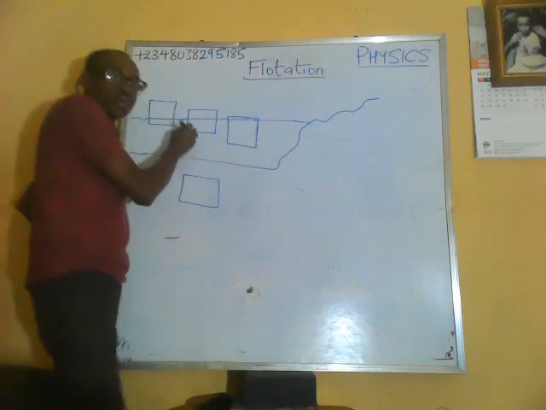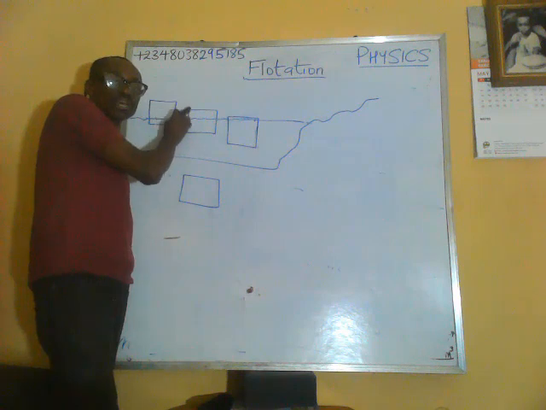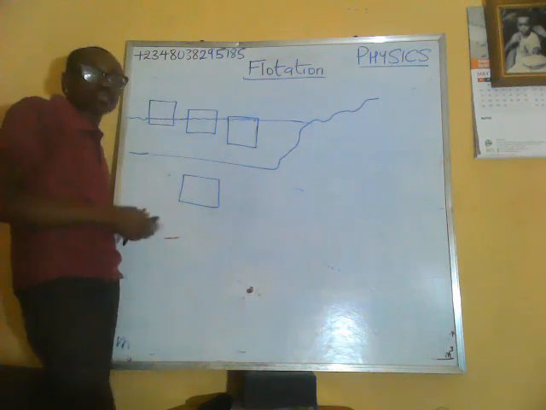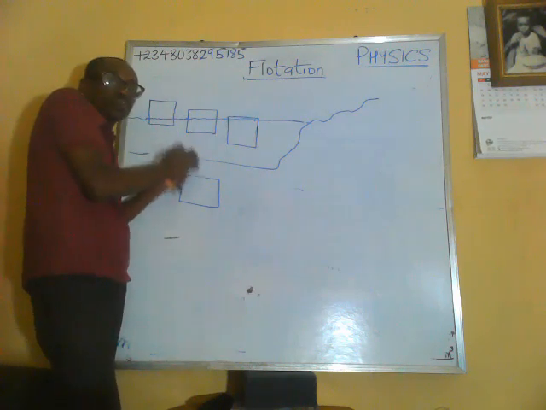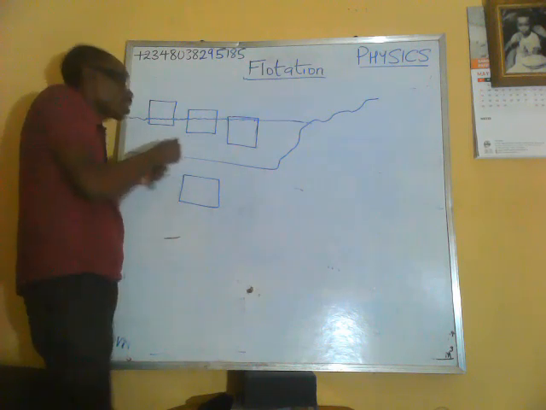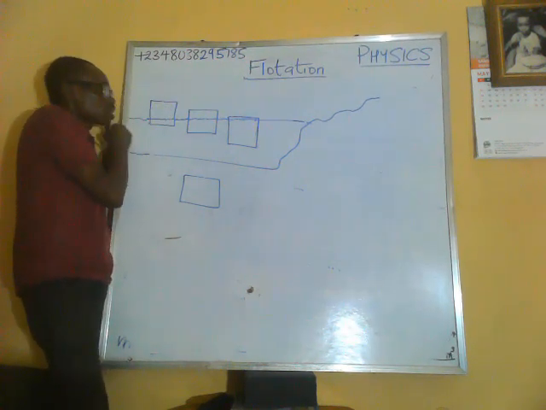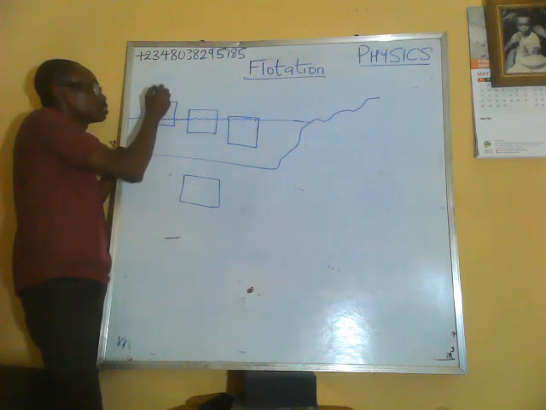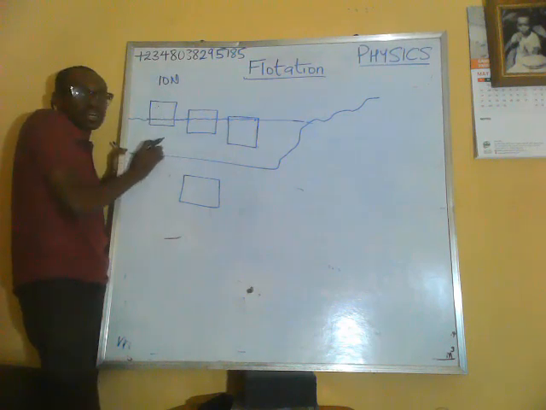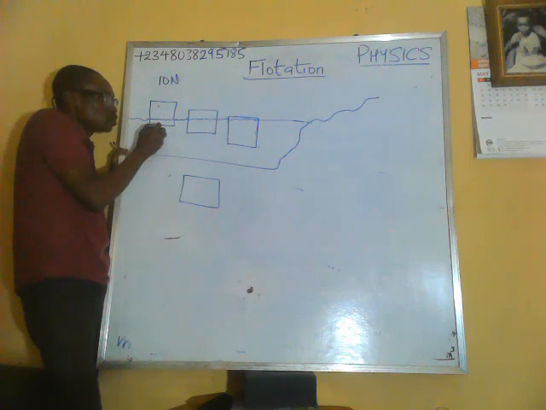So the more of a body that is being submerged, the more upthrust will act on that body. Now, if it gets to a point whereby, before the body is completely submerged, the upthrust is equal to the weight of that body. Let's take it now. Let's assume that this body's weight is 10 Newton, and I now submerge it. As I'm submerging, let's assume at this point that the upthrust is 2 Newton.